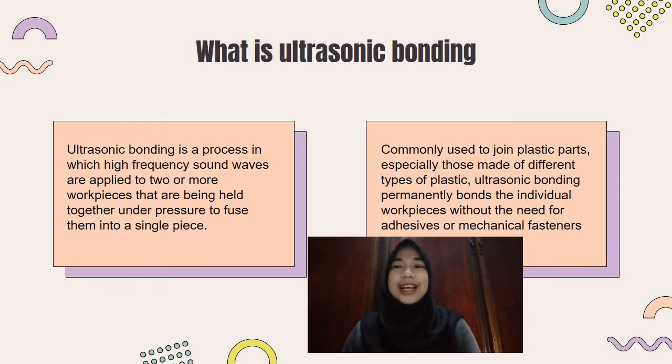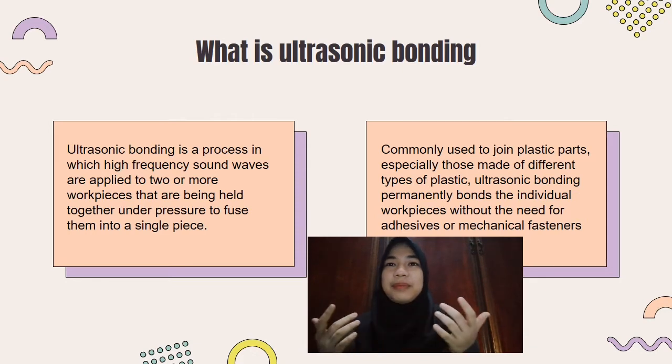Okay, first, let's know what ultrasonic bonding is. Ultrasonic bonding is a process in which high-frequency waves are applied to two or more pieces that are being held together under pressure to fuse them into a single piece. It is commonly used to join plastic parts, especially those made of different types of plastic. Ultrasonic bonding permanently bonds the individual workpieces without the need for adhesive or mechanical fasteners.